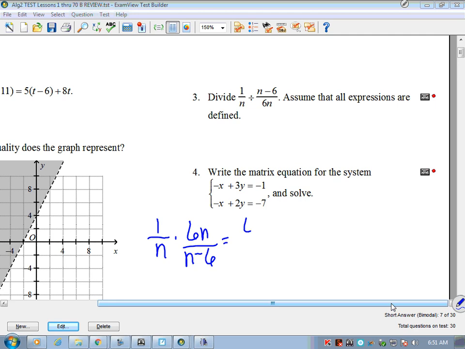Okay, that's going to give me 6n over n squared minus 6n, in which case if I look through here, I can take an n out of every term, leaving me with 6 over n minus 6. Okay, that takes one n out of everything. That's my answer, 6 over n minus 6.